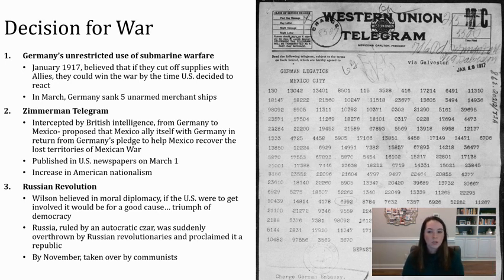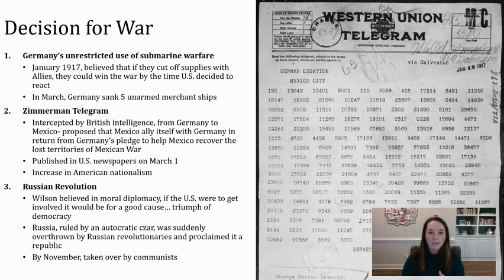And so he was worried that the US was going to be drawn into war. But if we were going to get involved, he wanted to make sure it was for a good cause, right? And so his cause was democracy. Russia, which had been ruled by an autocratic czar, was overthrown by Russian revolutionaries, and they proclaimed it a republic. So they were going to originally model it after our government, a representative government.